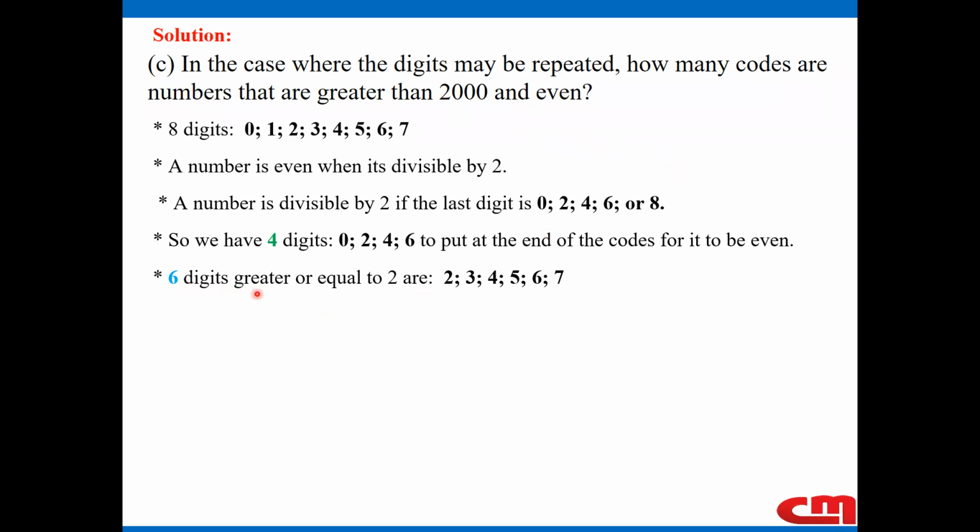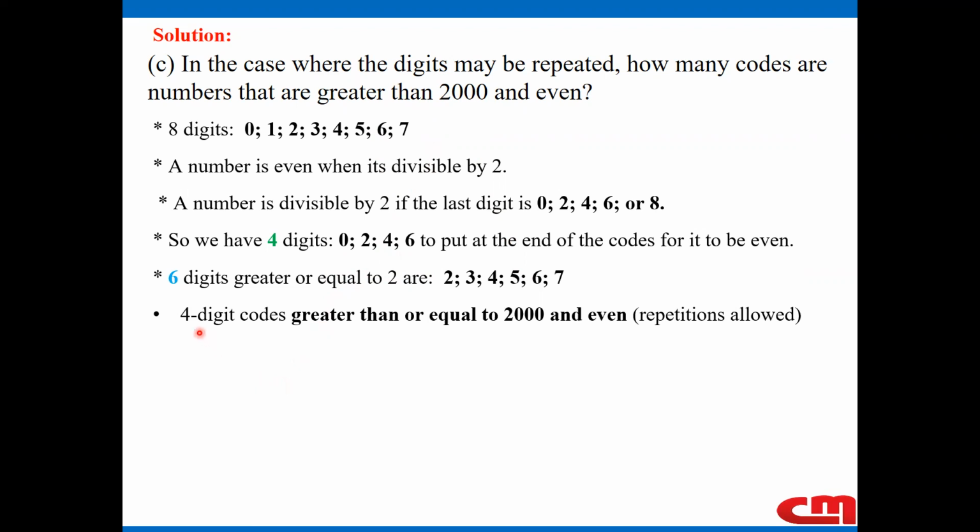So we have 6 digits greater or equal to 2. That is, in the digits that we have here, we have the 2, 3, up to 7, right? Then if ever we have the other 3 to have the 4-digit code, we are saying these are the ones that are supposed to start, because we'll be assured that we can get a code greater than 2000. But I've included the equal to 2. You shall see why if I include the 2, yet we are saying greater than 2000.